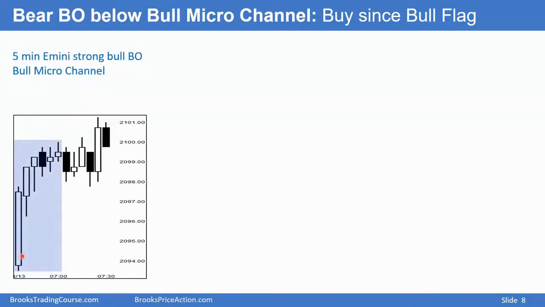This is a 5-minute E-mini strong bull breakout and a bull microchannel. The bull channel has 6 bars before having a pullback. Bull trend line. Bulls will buy the low of that bar, betting that the bear reversal attempt will fail and the market will go up at least enough to make a scalp.